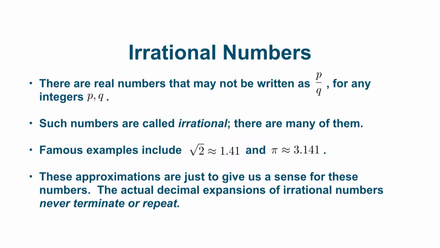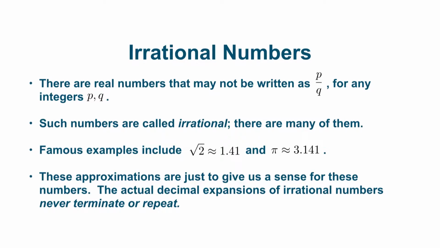The last subset of numbers we will define precisely are those called irrational numbers. Unlike integers and rational numbers, in which a positive definition was given, irrational numbers are defined negatively. They're defined as not being something. An irrational number is any number that is not a rational number, that cannot be written as p over q for some choice of integers p and q. Right, so just to restate that, there are real numbers that may not be written as p over q for any integers p and q.